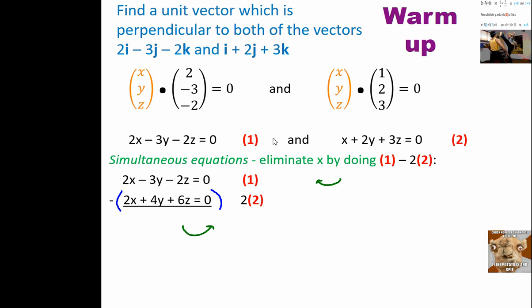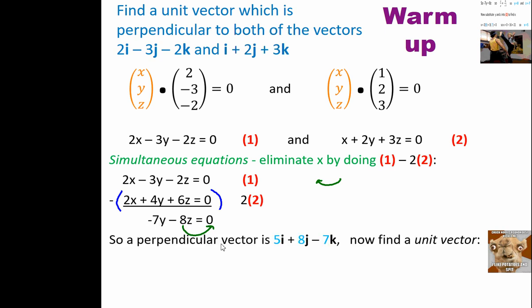So we're doing equation 1 minus 2 times this. So the reason why I've got 2, 4 and 6 there is because I've doubled equation 2. And then 2x minus 2x is 0. Negative 3y minus 4y is negative 7y. Negative 2z minus 6z is negative 8z, equals 0. So therefore you can rearrange this. So therefore negative 7y equals 8z and so on. So we've got an equation there.